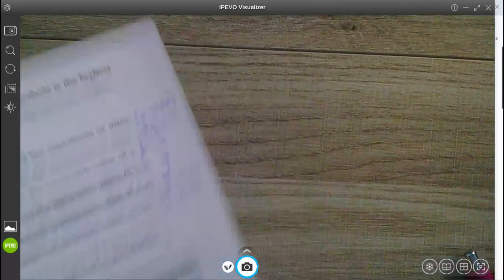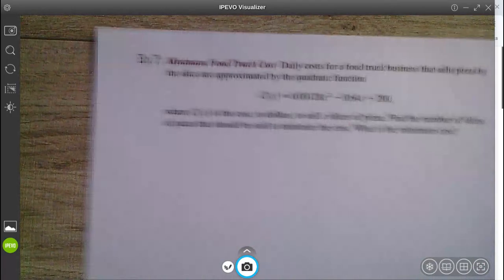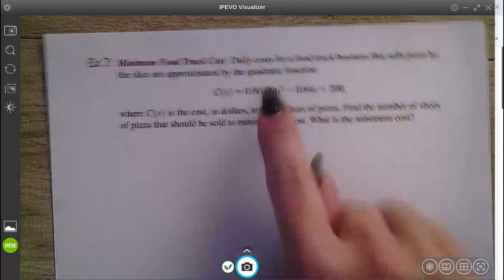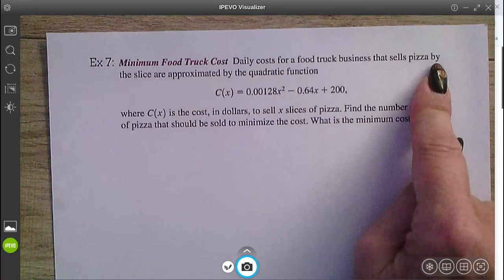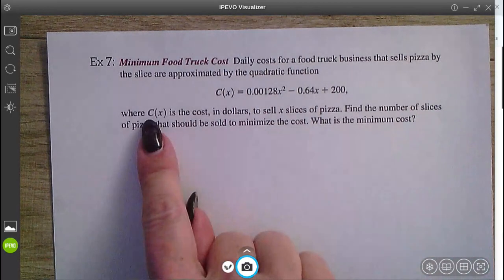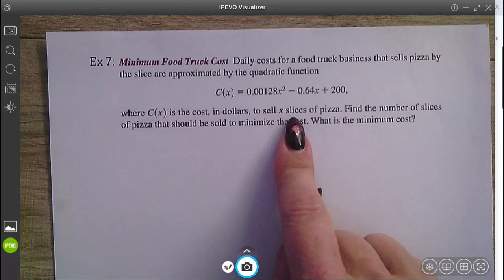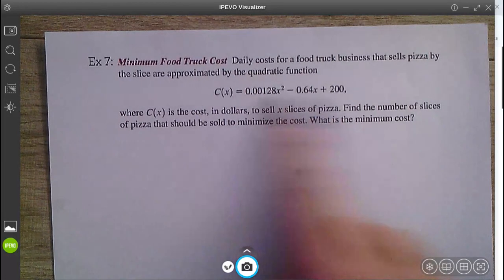Okay, good times. Now let's look at some business or profit examples. These are really important. Here I have a food truck. Daily costs for a food truck business that sells pizza by the slice are approximated by this quadratic function, where C of X is the cost in dollars to sell X slices of pizza. What would this graph look like?